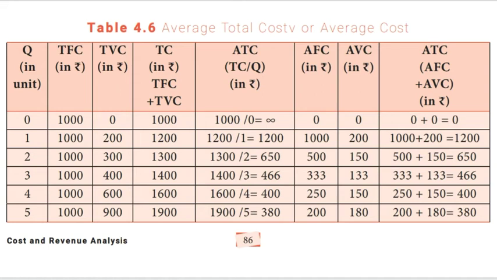Average cost is the sum of average fixed cost and average variable cost, that is, AC equals AFC plus AVC. For example, if total cost is rupees 1600 and the quantity of output is 4, the average total cost is 400. ATC equals 1600 by 4 equals 400. ATC is derived by adding together average fixed cost and average variable cost at each level of output. ATC equals AFC plus AVC.